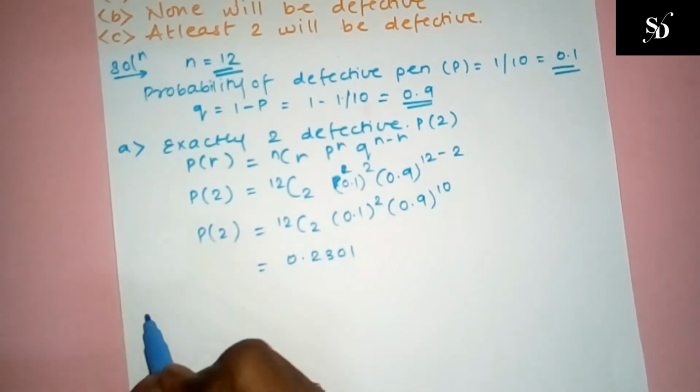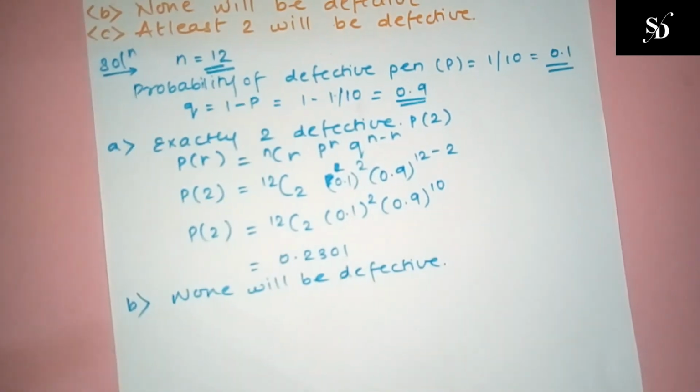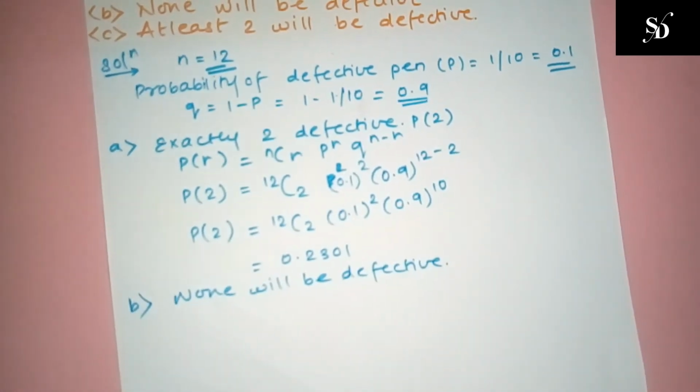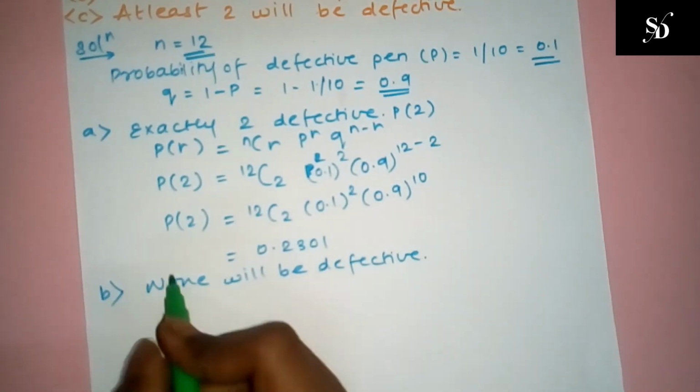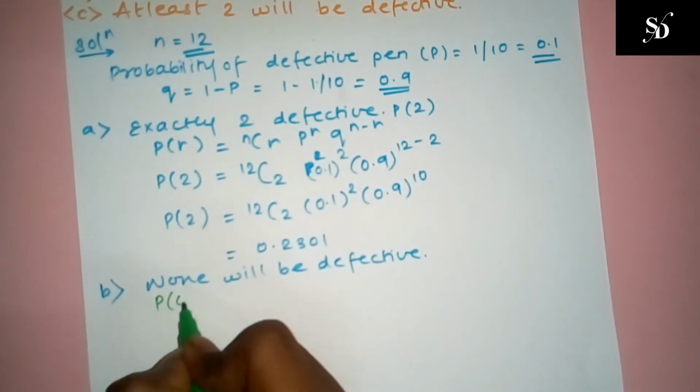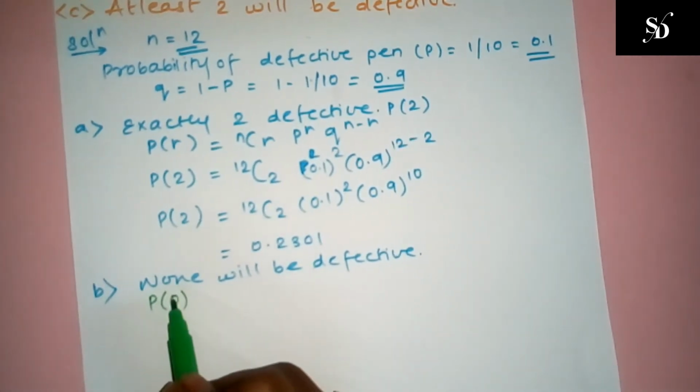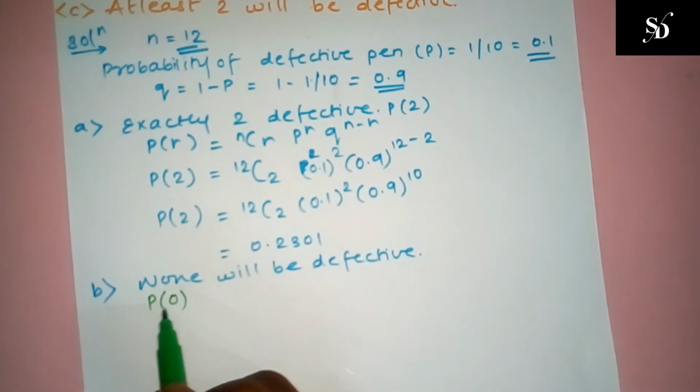Now we can write over here RB. I will use a different color so it will be easy for understanding. So none will be defective. Now what do you mean by none will be defective? We have P of 0. None means it is 0. So therefore we will write P of 0.